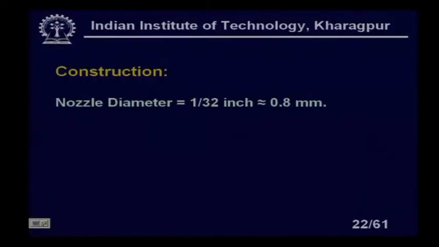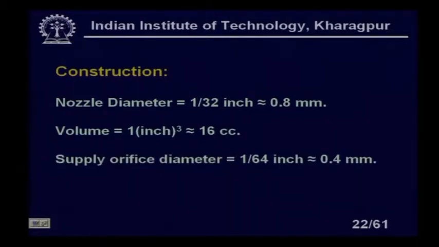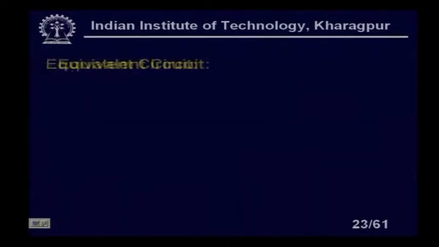Construction. Nozzle diameter is typically 1 by 32 inch, which is 0.8 millimeter. Volume is 1 inch cube, which is around 16 cc, quite small. Supply orifice diameter is 1 by 64 inch or 0.4 millimeter, which is called the fixed side restriction. The value of K is typically 8000 psi per inch, because this gives the static sensitivity.